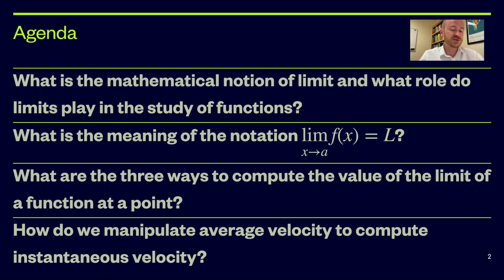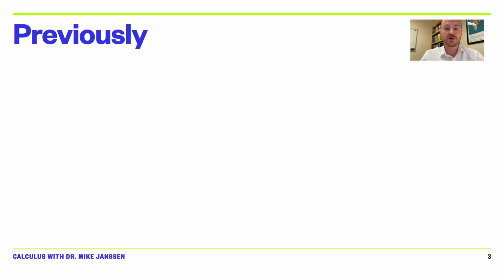And let's actually start by recalling the notion of average velocity from the previous video. We see that average velocity is given by the formula S of b minus S of a over b minus a, where S of t gives the position of some object at time t. So the average velocity is looking at the distance, or the displacement from a to b of the function, divided by the time from a to b.